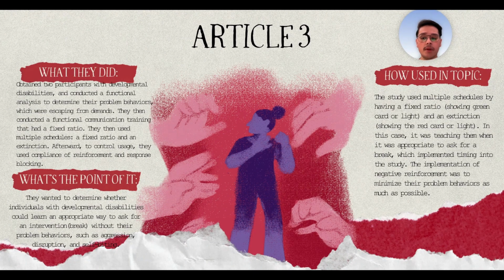The point was to determine whether individuals with developmental disabilities could learn an appropriate way to ask for an intervention, meaning break, without their problem behaviors. Some of them were things like aggression, disruption, and self-biting. So the study used multiple schedules by having a fixed ratio showing the green card or light and the extinction showing the red card or light.